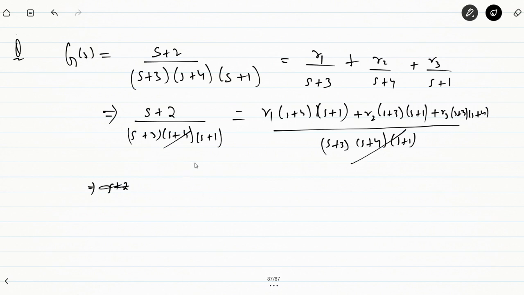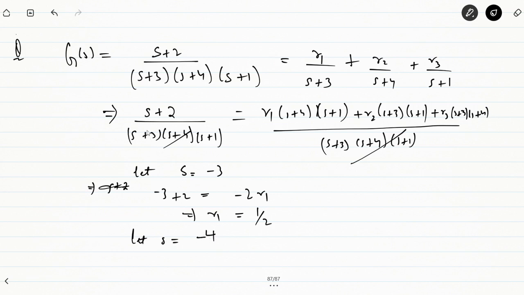So if we substitute s equal to minus 3, that is minus 3 plus 2 is equal to minus 1. यहाँ पे भी minus 3 है, यहाँ पे, ये दोनों टर्म जीरो चाहिए. Minus 3 plus 4 is 1, minus 3 plus 1 is minus 2, so this is minus 2 times r1. That means r1 is equal to minus 1 divided by minus 2, that is equal to 1 by 2. Fine. Now let s equal to minus 4.